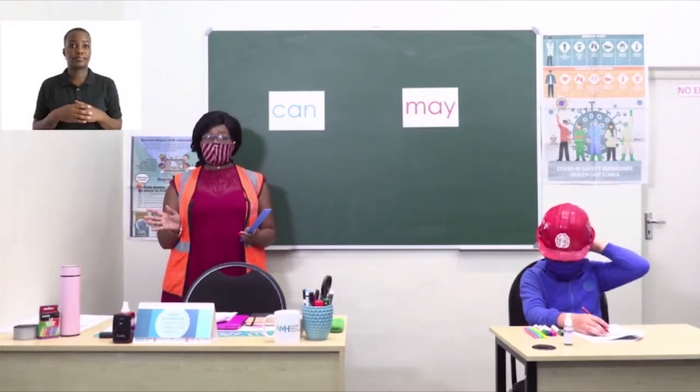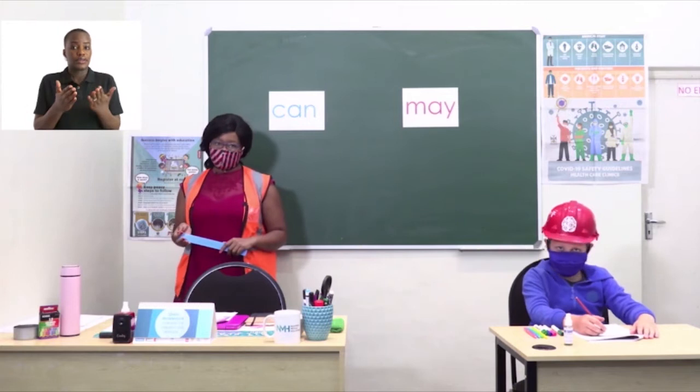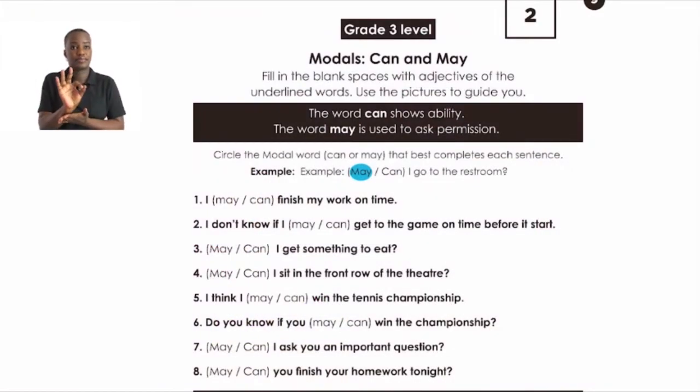Our first exercise can be found on page 9. Here we will be talking about modals. Now, there are 2 words that you need to know, can and may. The word can is used when we're showing ability. Are you able to do it? And the word may is used when we are asking for permission, almost like please.